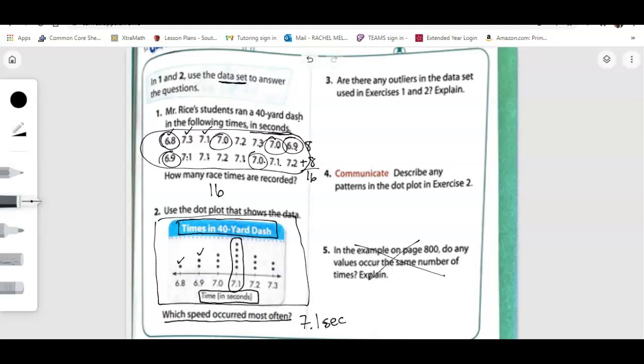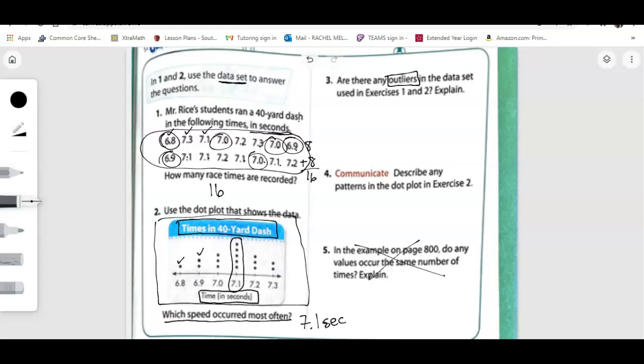Okay. Up here, when it's all jumbled up, I can't really see that. I mean, I might be able to go through and look there and say, oh, I think it's 7.1. It's 7 1/10. But when it's on a dot plot, I can see that extremely easily. Okay. All right. So number 3 is asking about outliers.